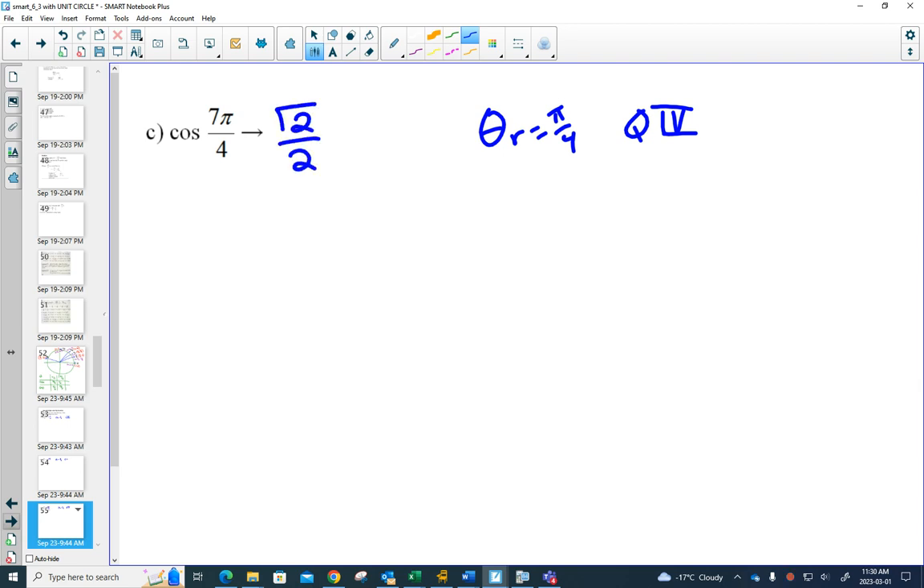How did you do? Pi over 4 for the reference angle. It's in quadrant 4 where cos is positive. And your pi over 4 family for cos is always root 2 over 2. So this will be root 2 over 2 as well. I don't know if anybody remembers that sometimes this can be written as 1 over root 2. So sometimes you see that on a quiz or a test, just to recognize that both of those values are the same.